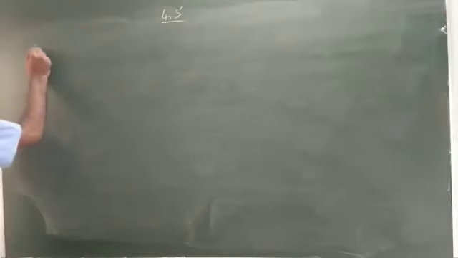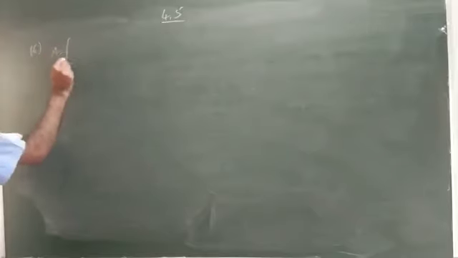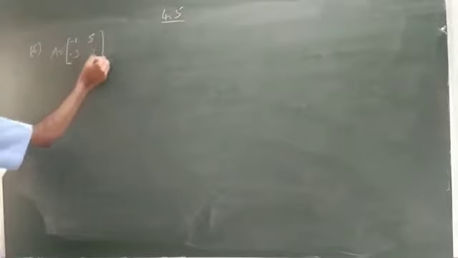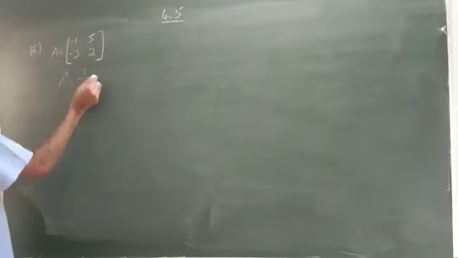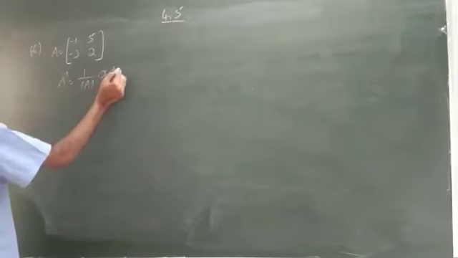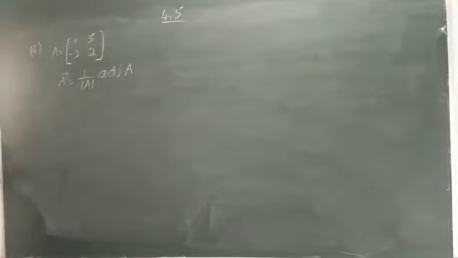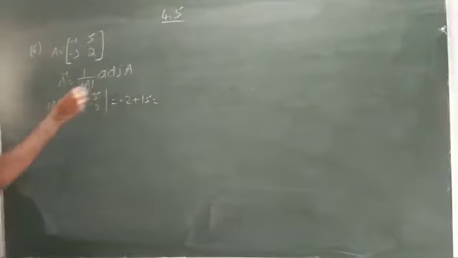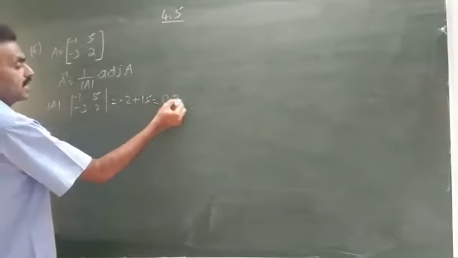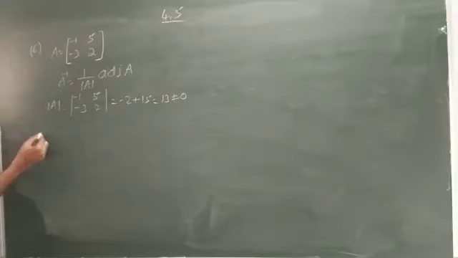I take up the next one, 6. Minus 1, 5, minus 3, 2. We have to find A inverse. We have the formula A inverse is equal to 1 by determinant A into adjoint A. What is determinant A now? Minus 1, 5, minus 3, 2. What is the answer? Minus 2 minus of minus 15, plus 15, 13, not equal to 0. Now you find the adjoint. So the matrix is non-singular.